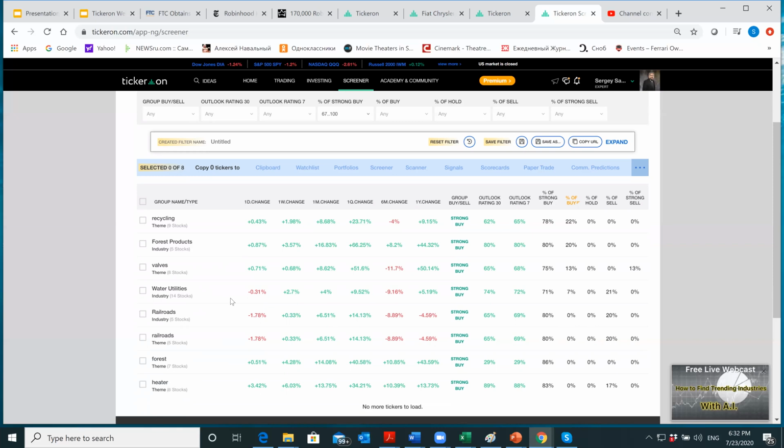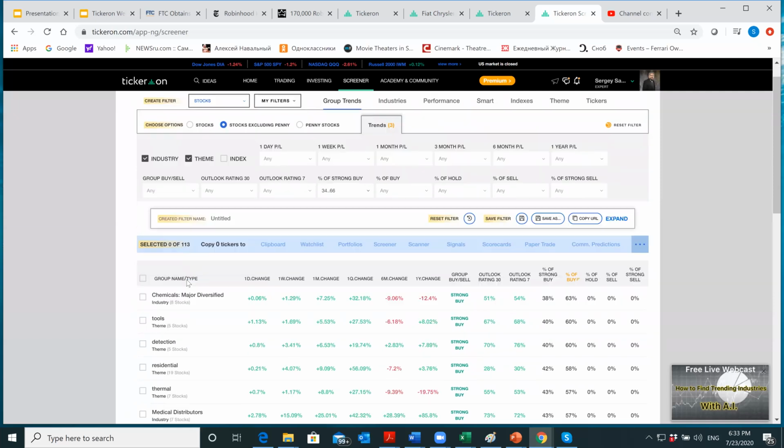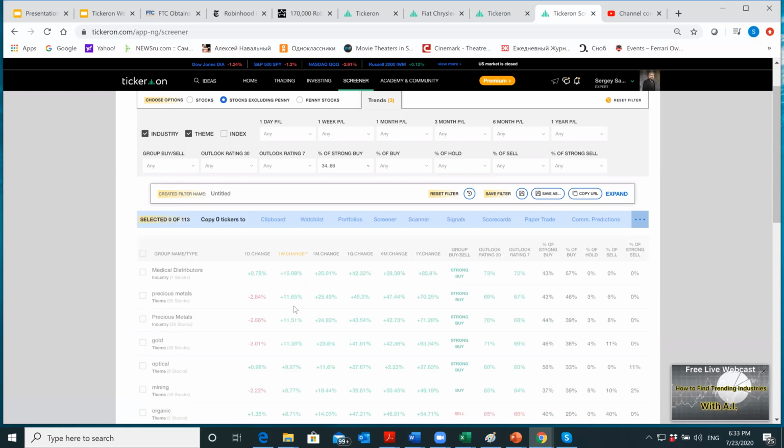Heaters, okay? So if you want to find others, let's say I'm going to take the second third, so that means strong buys between 34% to 66%. I have 113 groups and themes. And then if I sort it here, I get the best: major chemicals, all kinds of tools, detection, residential stocks doing well. Let's look at which groups perform well within 1 week.